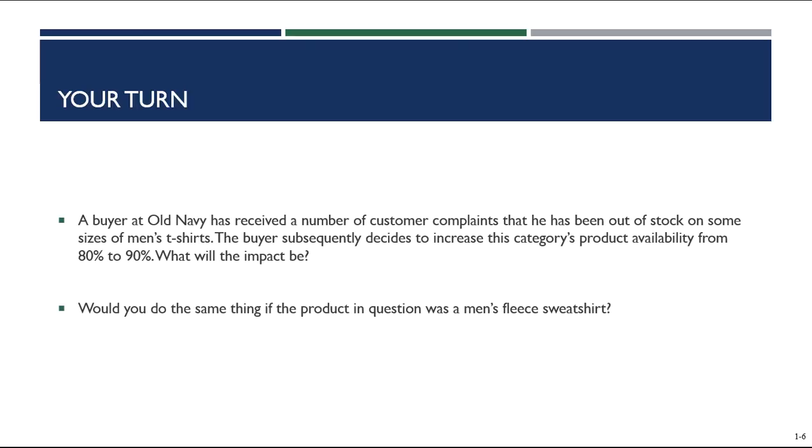But if you are a buyer at Old Navy and you've received a number of customer complaints that you are out of stock on some sizes of men's t-shirts, and you suddenly decide to increase the product availability from 80 to 90%, what do you think the impact will be? And then think about that in terms of a men's fleece sweatshirt. So if you increase the product availability from 80 to 90%, what's the impact going to be on the retailer? So again, both of these questions we will talk about in the discussion board, and I'll add some commentary as you guys start the discussion for Chapter 12.